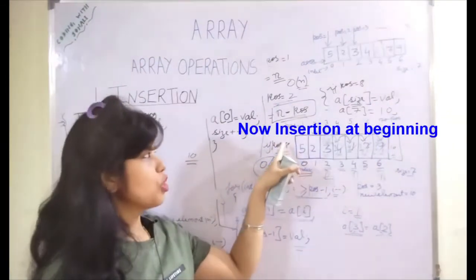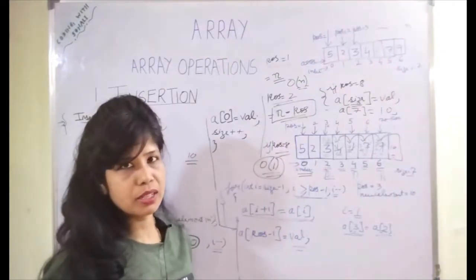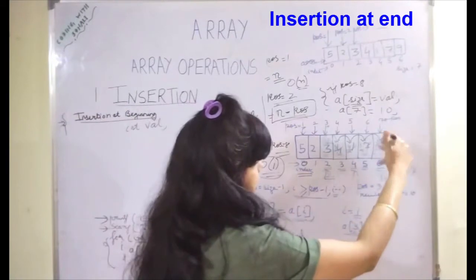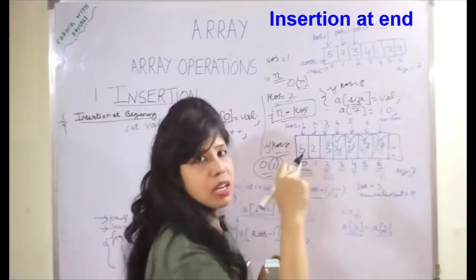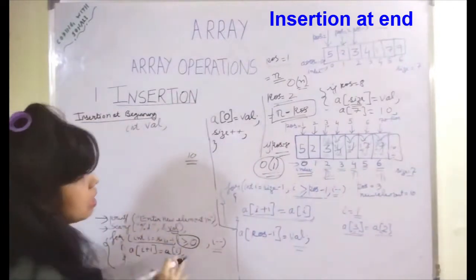We will not ask the position. We know beginning means the index will be 0 and the position is 1. If you have to insert at the end, directly you will simply write a of size is equal to val. No shifting, no for loop, nothing is required.